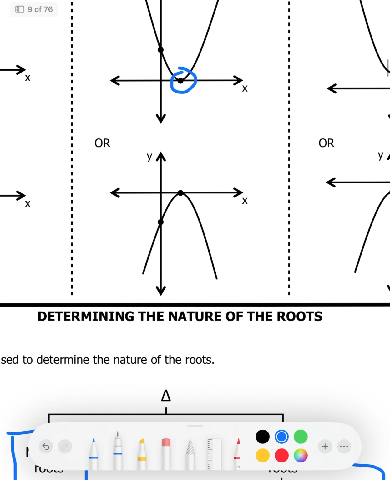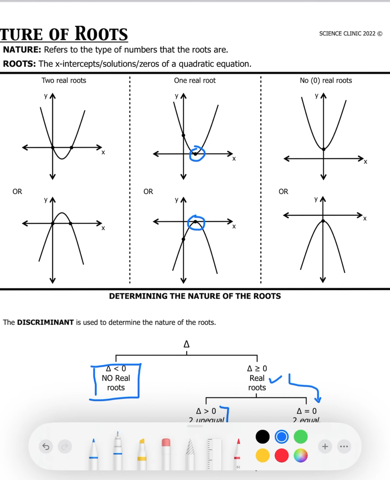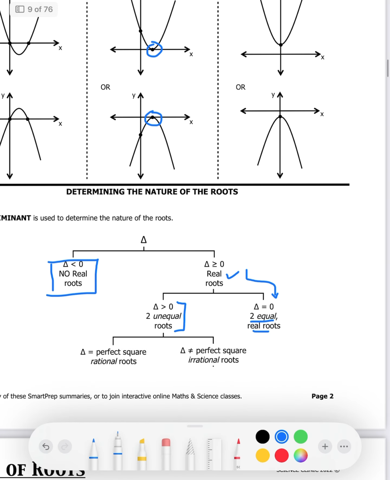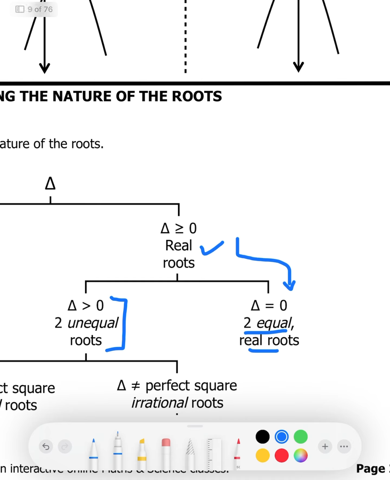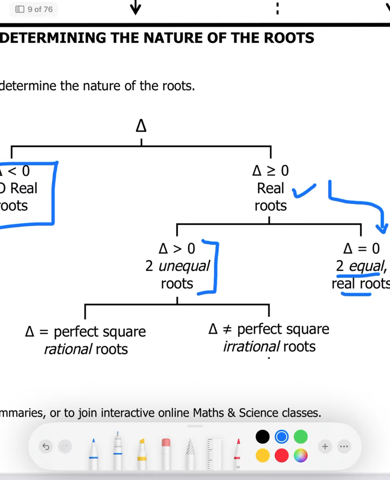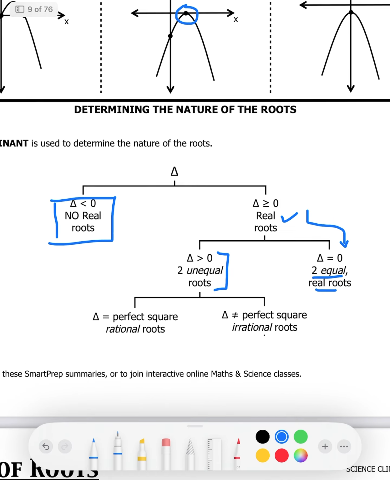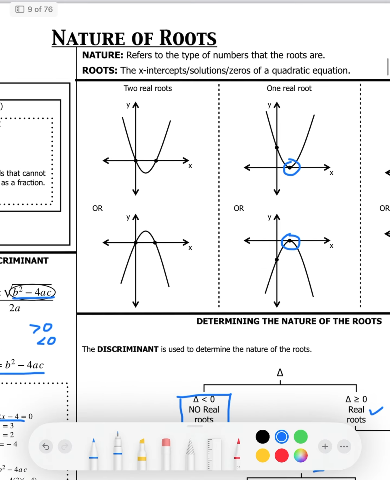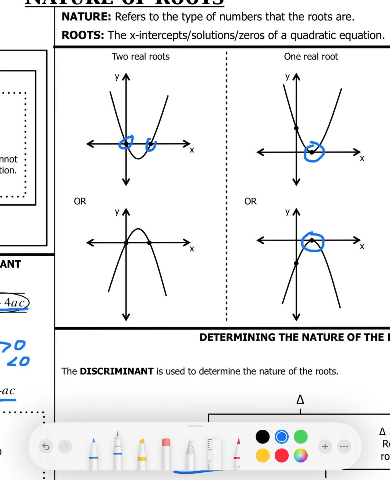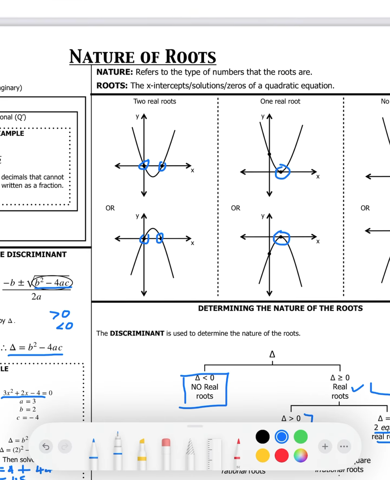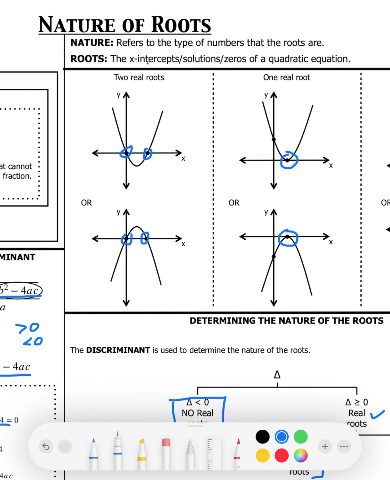But when the discriminant is greater than 0, you're going to have 2 unequal roots. That's the case where you'll have that root there, and that root there. Another definition for roots is the x-intercepts, the solutions, and the zeros of the quadratic equation. You take a quadratic equation, equate it to 0, and the roots will be the solutions to that equation. So the other option is two unequal roots, and the other is two equal roots, in which case we just have one x-intercept.